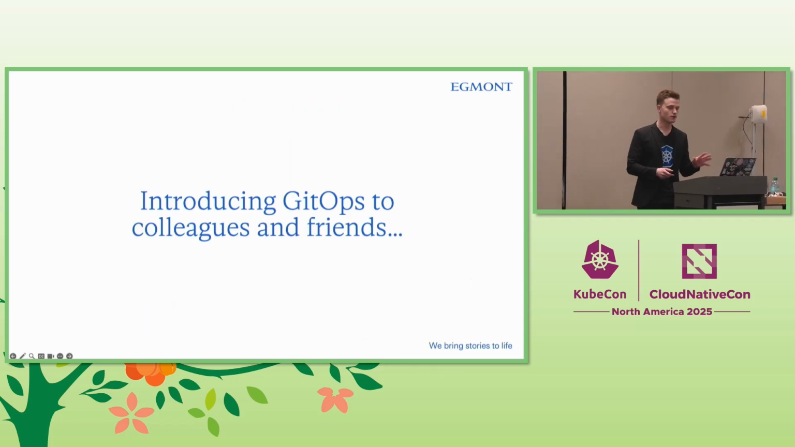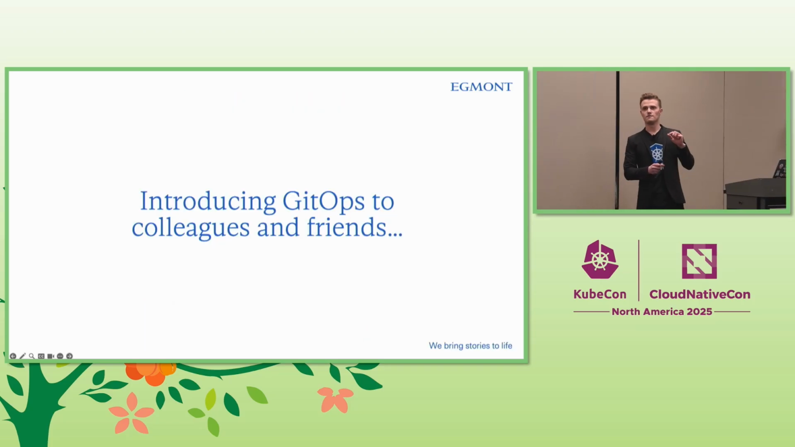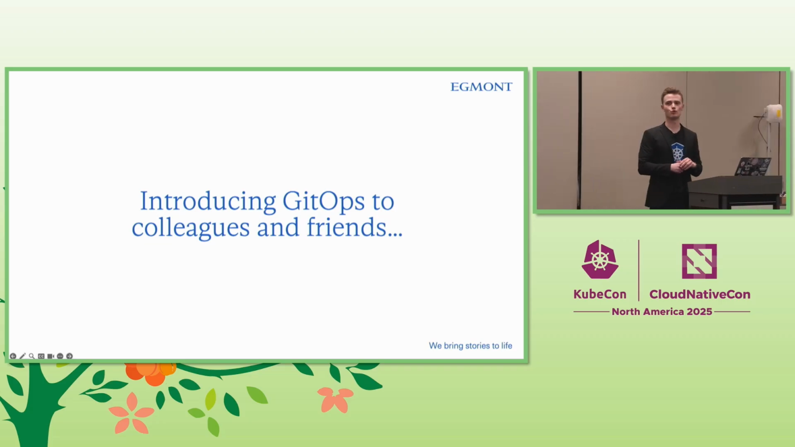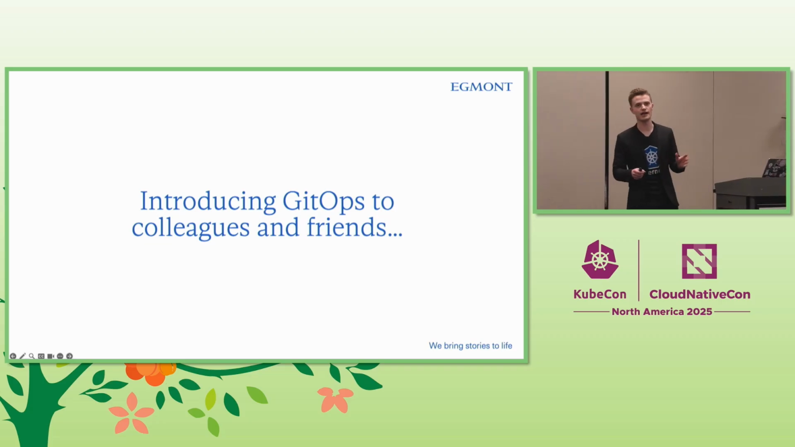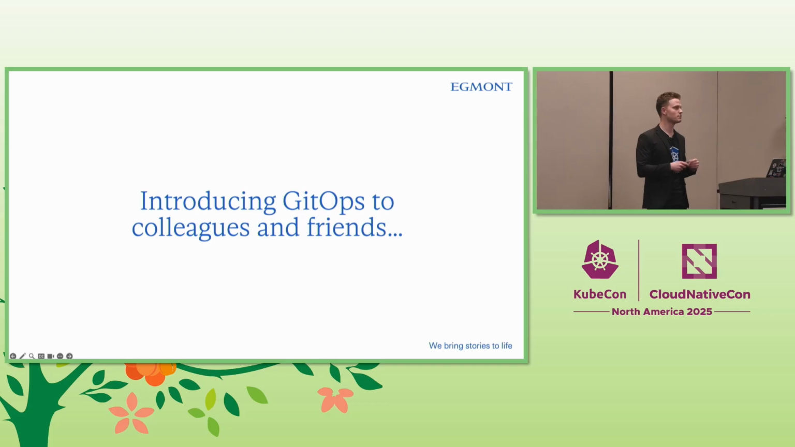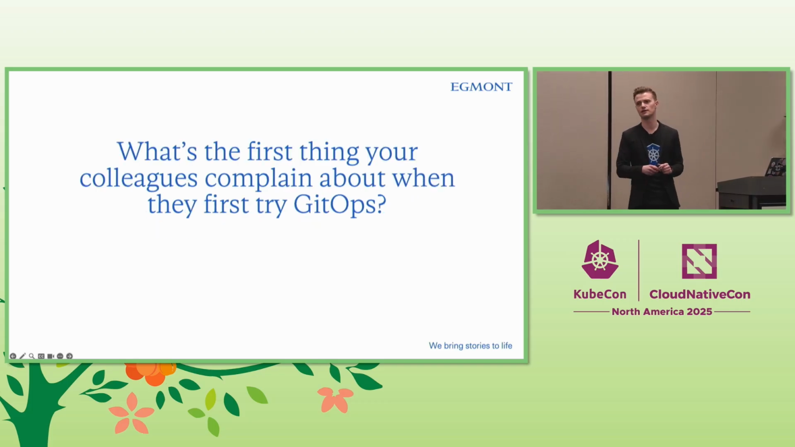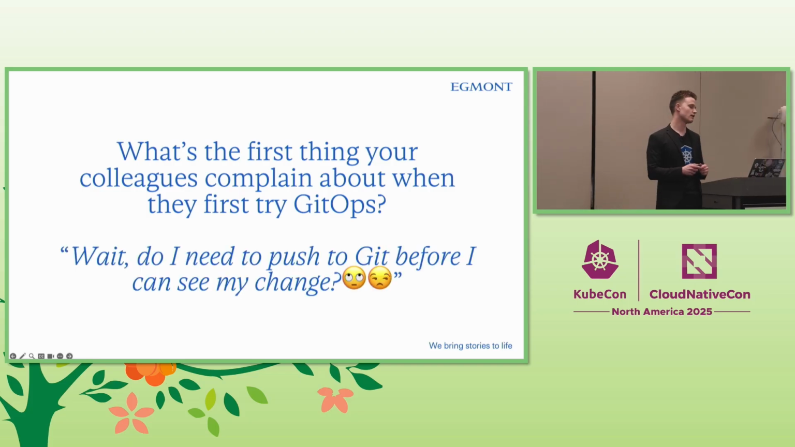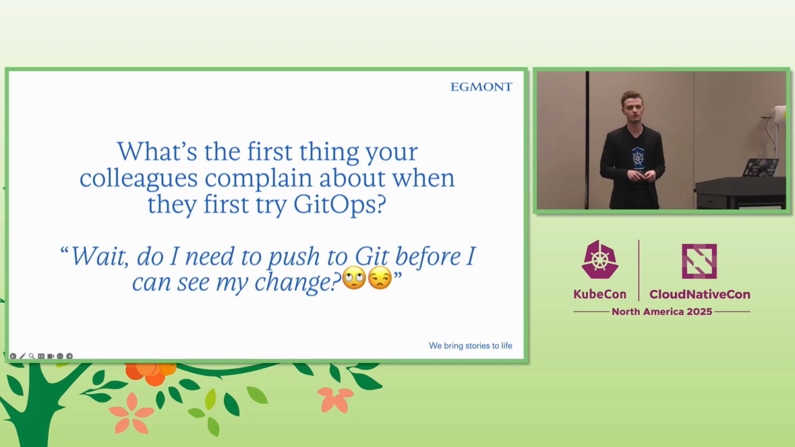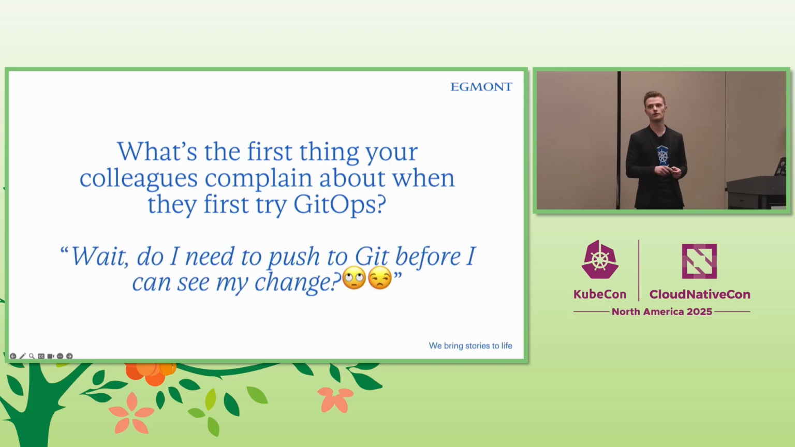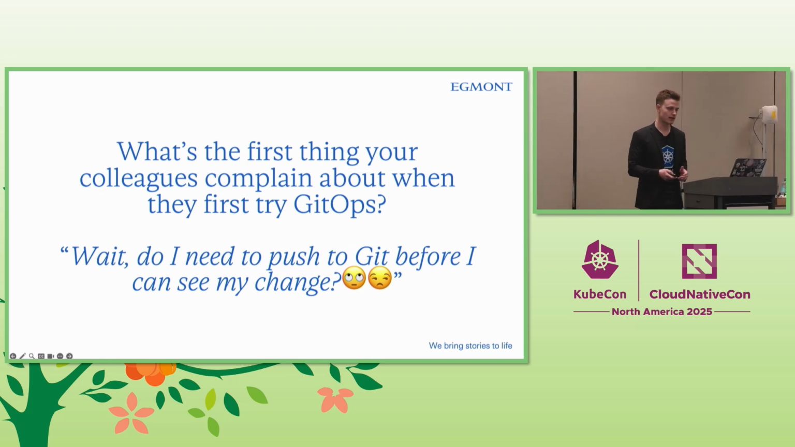With that said, let's talk about something else, and that is, whenever I pitch the idea of GitOps to one of my friends or colleagues, they're usually kind of excited. They think it's a cool idea, right? And then the moment they try it out, what is the first thing they complain about? They say something along the lines of, wait, do I need to push to Git before I can actually see my change? And then they're all sad, right? We have all been here, and the sad truth is, yes, that is usually the case.